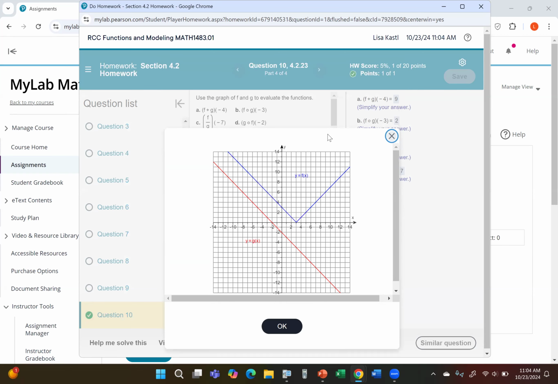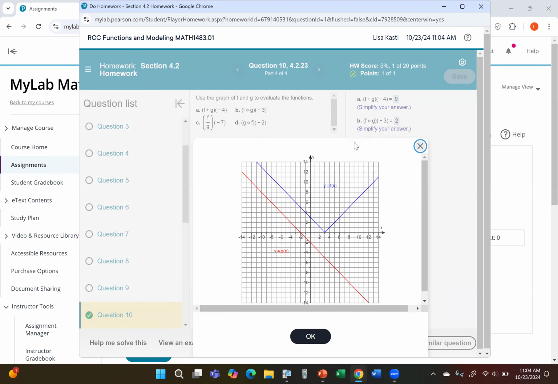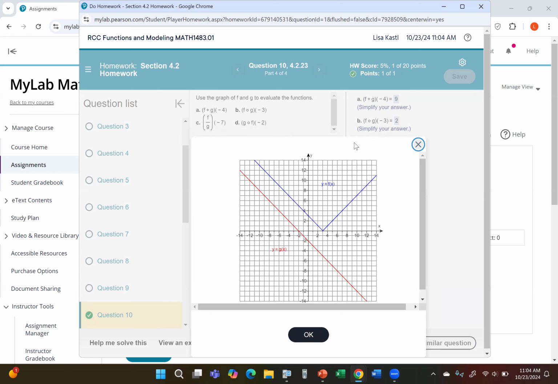And they're wanting us to find four different combinations of functions. The first one they want us to find is f plus g at -4. Then they want you to find the composite function f composed with g at -3. Then they want you to find the quotient function f over g of -7. And then they want you to find the composite function g composed with f at -2.